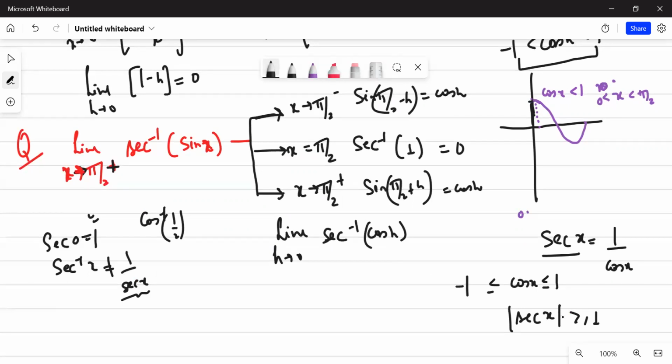So if secant x cannot take any value less than 1, what will be the answer to this? Answer would be not defined. Why not defined? Because cosine h would be less than 1. And now you are interested in finding the secant inverse of a value which is less than 1, which cannot be possible, because you know that your secant will always give you a value which is greater than 1. So it cannot give you an angle corresponding to a value which is less than 1. Is that clear or not?